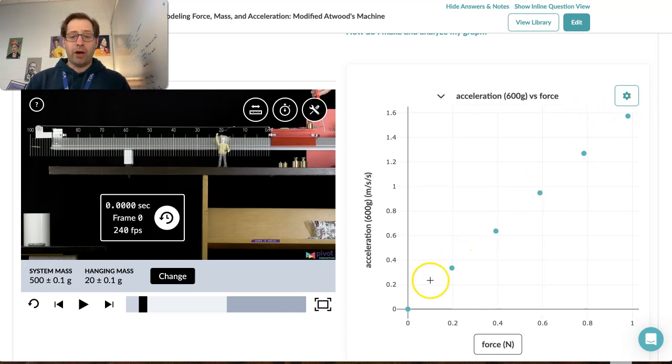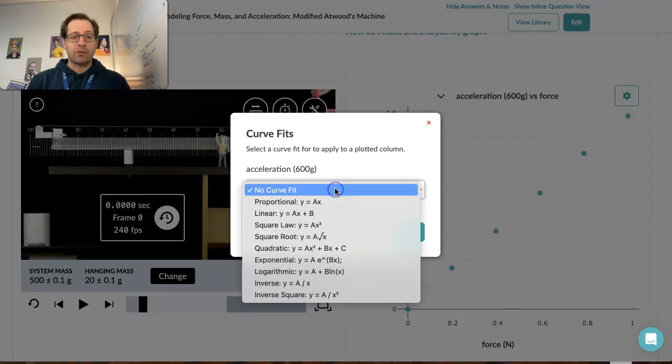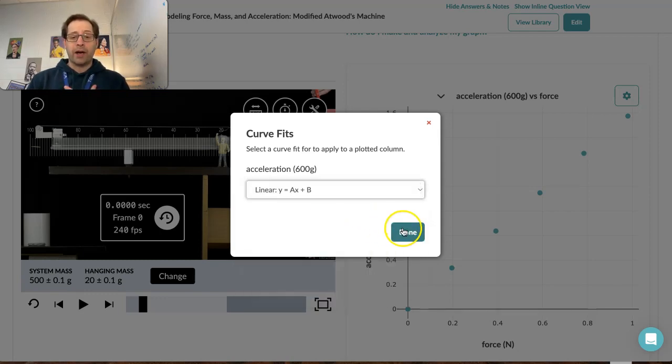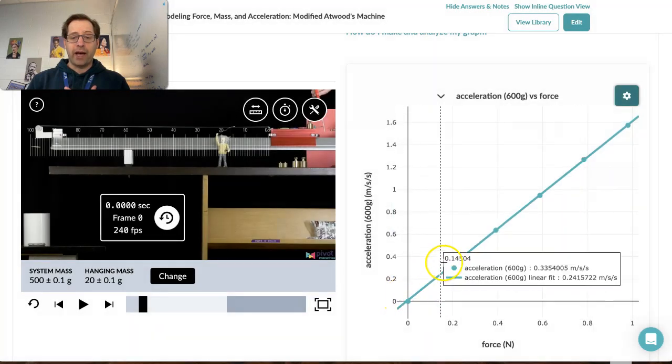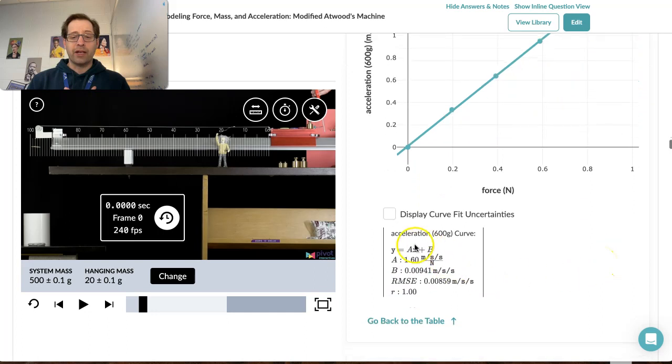But I also want you to be able to analyze this graph. So we know this looks like a linear fit. I want you to be able to use the curve fit tool in Pivot. So when you click on the gear icon and choose curve fit, now this will allow you to fit different graphs. We are going to choose linear, and by doing so, it's going to match up the data as best that it can and also give you an equation.